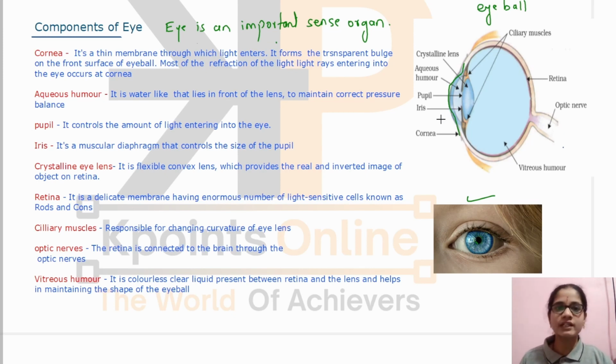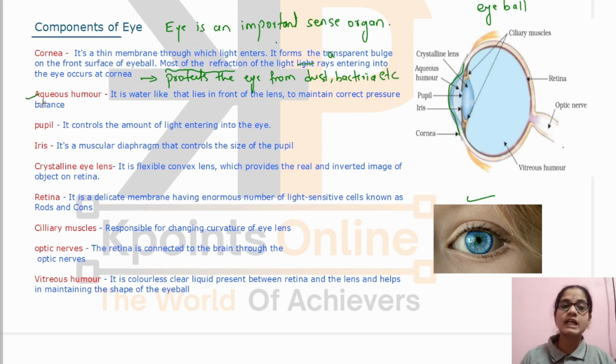What is the function of the cornea? It allows the light to enter into our eyes, and most of the refraction of the light rays entering the eye occurs at the cornea. So it's a thin membrane through which light enters, forming the transparent bulge on the front surface of the eyeball. And this cornea also protects the eye from dust, bacteria, etc.